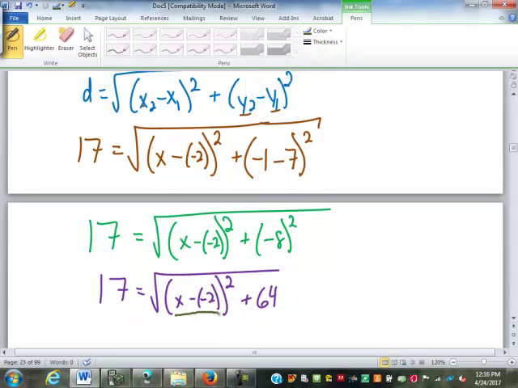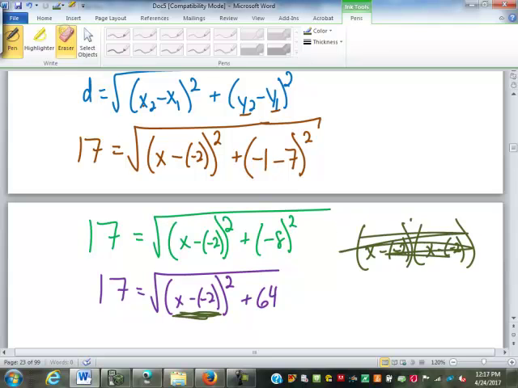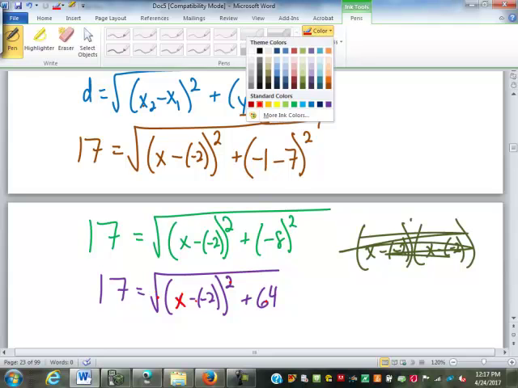I could actually FOIL this out and multiply it out, but I don't want to. I could do x minus a -2 times x minus a -2, but I don't want to do that right now, because that's going to produce an equation that's going to be more difficult for me to solve. So I'm going to leave it like that for now. So I'm solving for x here. If I'm looking at what happened to x, x has had -2 subtracted from it. It's been squared. 64 has been added to it, and then it's been square rooted. So to solve it, we're going to reverse that order.